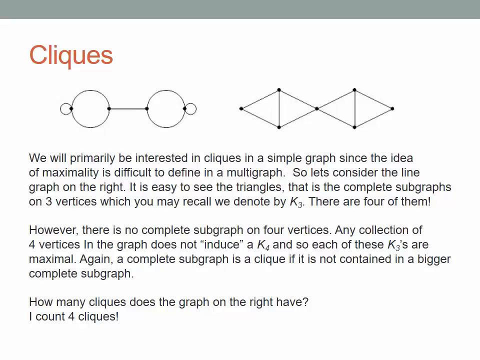Now, in the graph on the right, we can see a number of complete graphs on 3 vertices. Each triangle is a complete graph on 3 vertices. In addition, none of the triangles are contained in a K4. So each of these complete graphs on 3 vertices is a clique. So how many cliques does the graph on the right have? It has 4 cliques.